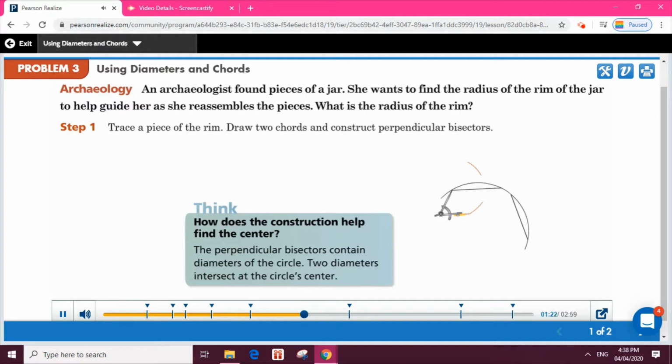With the same compass setting, put the compass point on the other endpoint of the chord. Then draw two more small arcs above and below the segment. The intersections of the arcs are points on the perpendicular bisector. Now draw a line through the 2 points. This is the first perpendicular bisector.